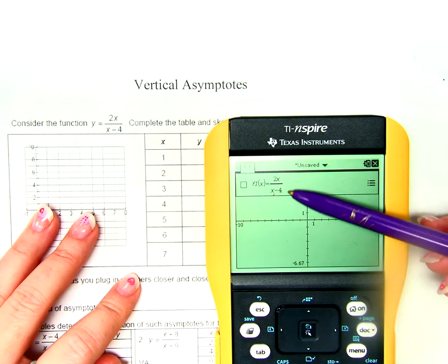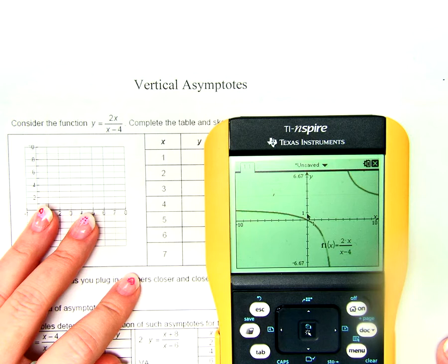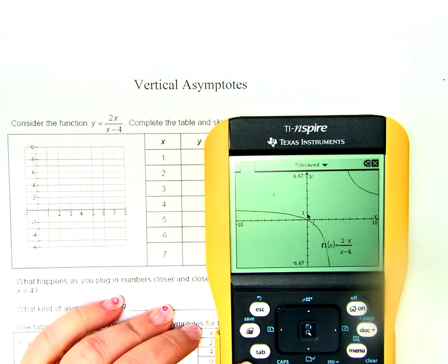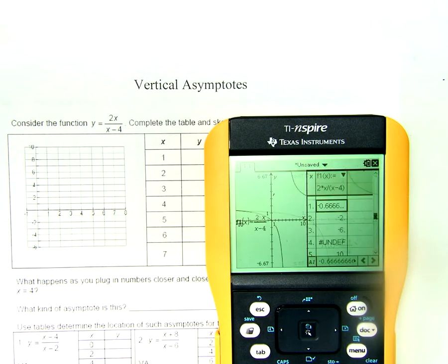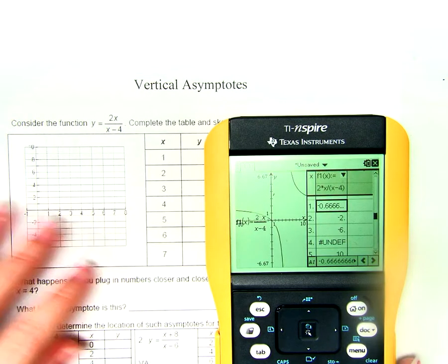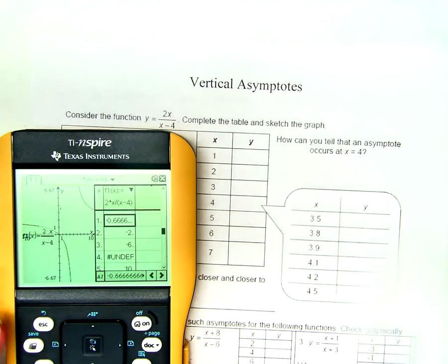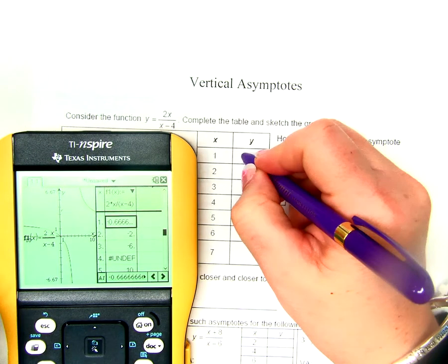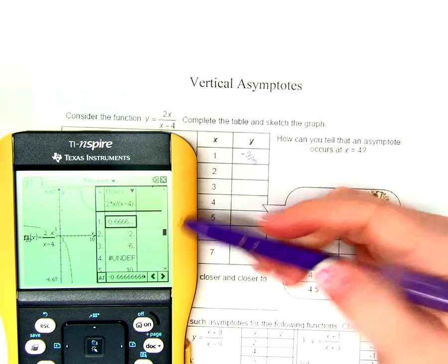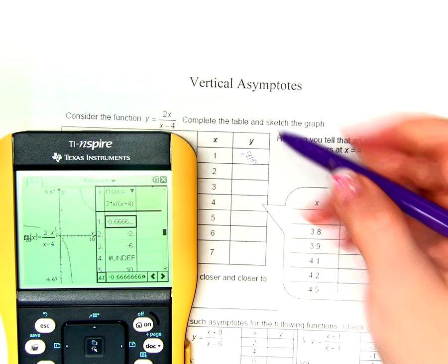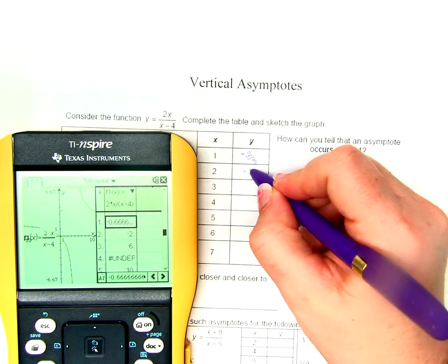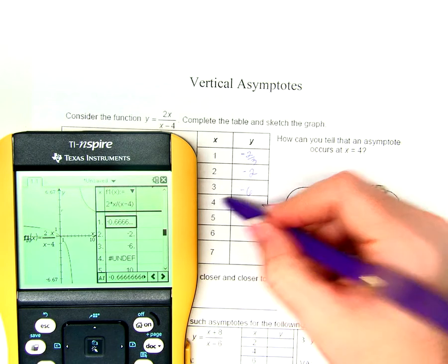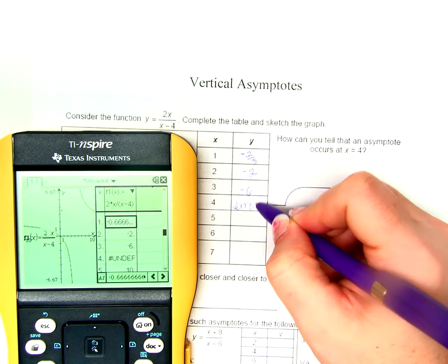Okay, 2x over x minus 4. So that's what it visually looks like. Let's go look at our table. So control T. So when x is 1, I'm going to scoot this over here for just a second. When x is 1, y is, hopefully you can tell that's negative 2/3, negative 0.66 repeating. When x is 2, y is negative 2. When x is 3, y is negative 6. When x is 4, it says error.